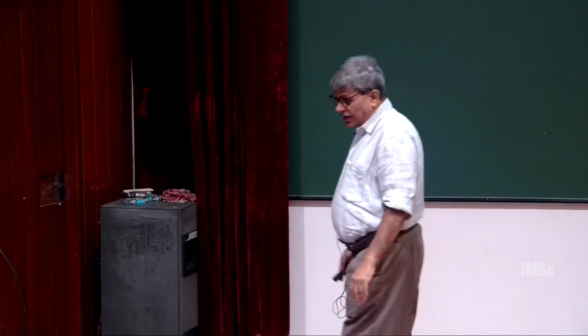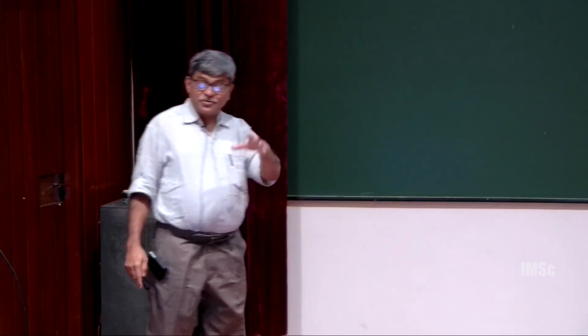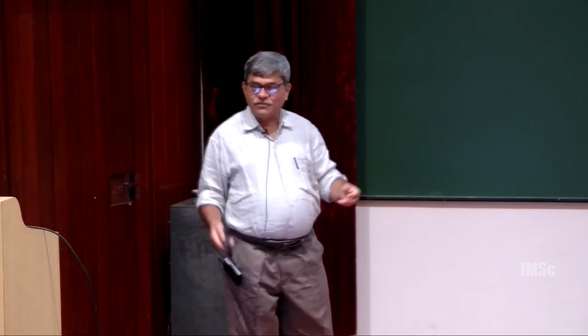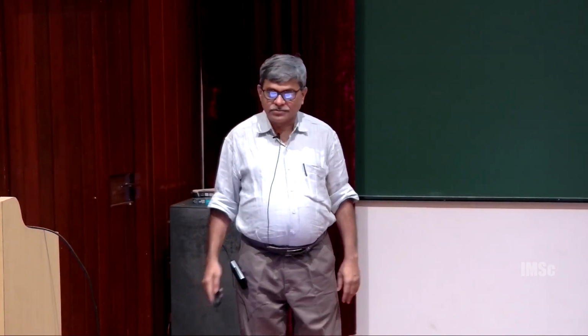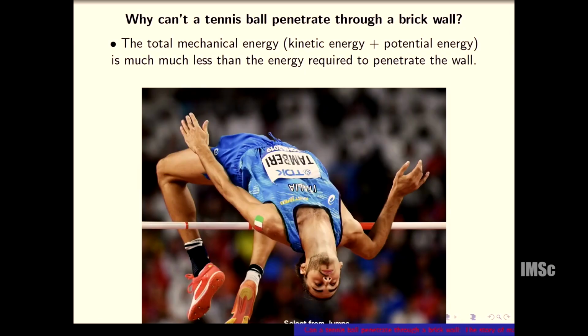So I said, can a tennis ball penetrate through a brick wall? Of course, all of you say that no, it cannot, because the energy of this tennis ball is much less than the required energy to penetrate through the brick wall. So I guess all of you are aware of this long jump phenomenon, right? There's a jumper who runs and gains momentum, and then eventually jumps over this rod. But there are times, in fact most of the times, the jumpers get stuck here.